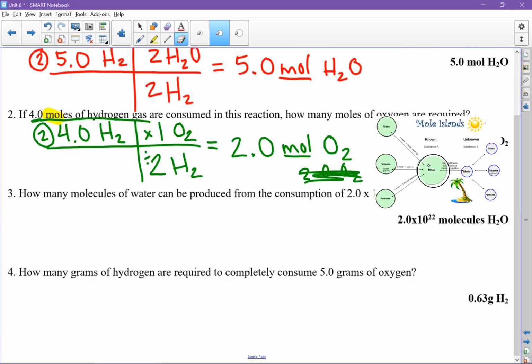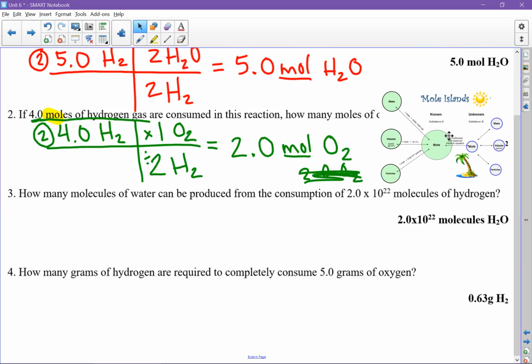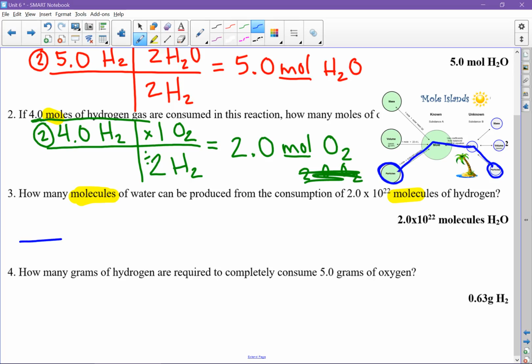Let's take a peek at question number 3. First, find the fences that you're dealing with. I see molecules and I see molecules. So let's find those two islands. Remember, molecule is a kind of particle, so I'm going from one particle to the other. So that takes 1, 2, 3 steps. So this is going to be a big fence.